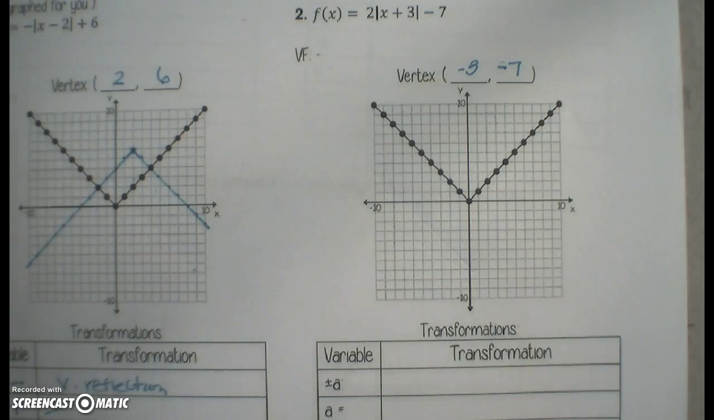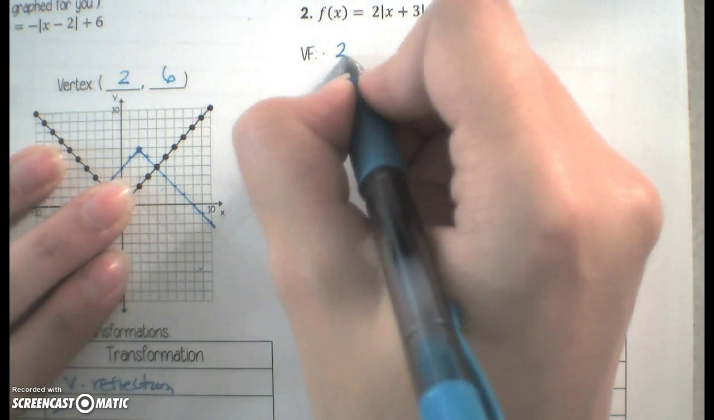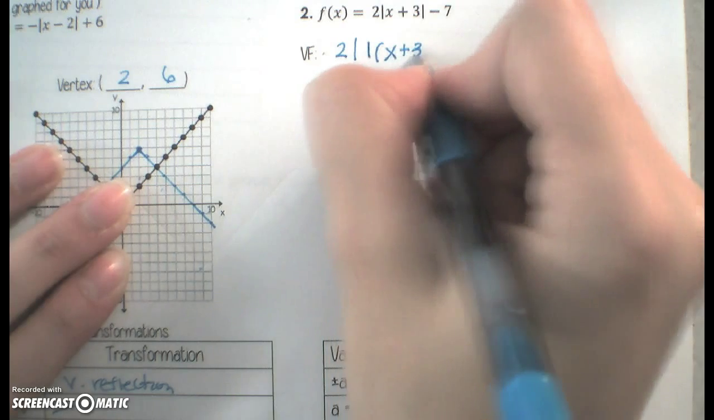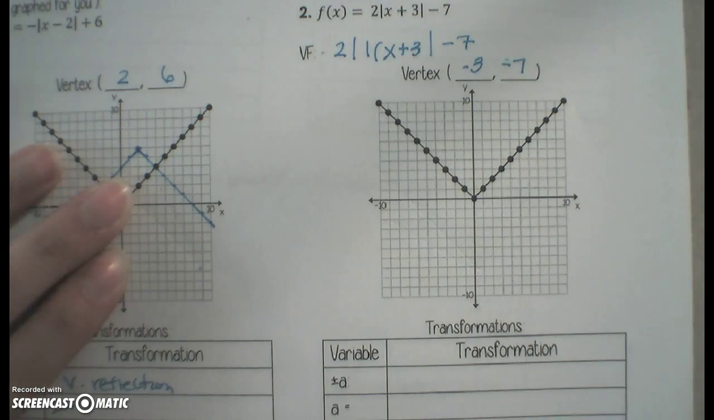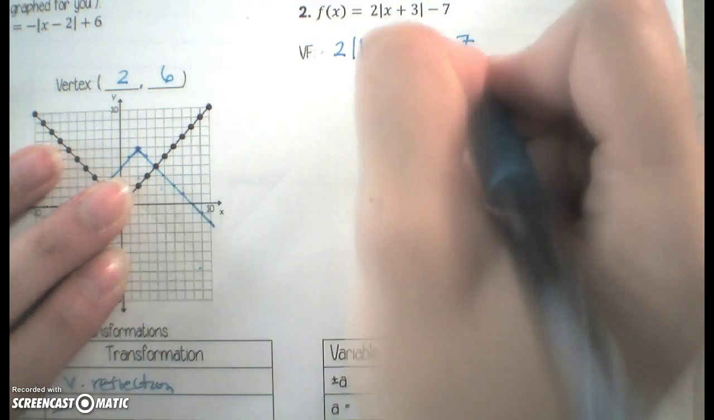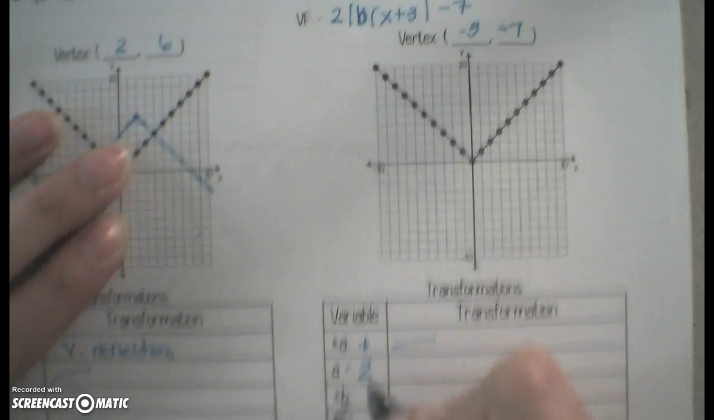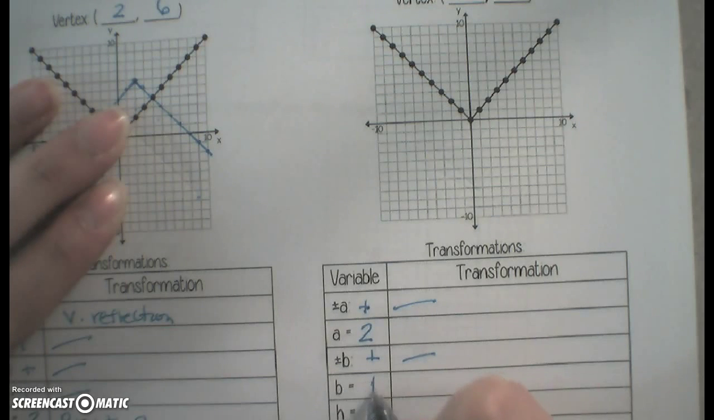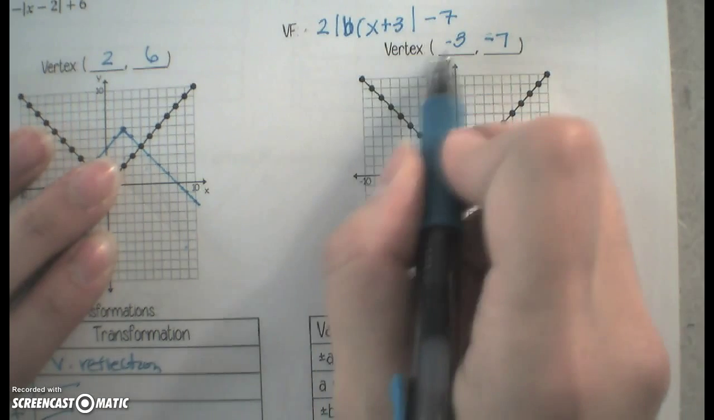Okay. You can also write it in vertex form. So like up here, we have the 2, then we have the 1, x plus 3 to help you kind of see that this is the B. We have the -7 then in that case. Or you could just put B because there is no B. That's fine too. So filling out down here, it's positive, so nothing's happening. We have a 2. We have, again, a B. It's positive, so nothing's happening with B. B was just 1. There was no B. And H, we have -3.